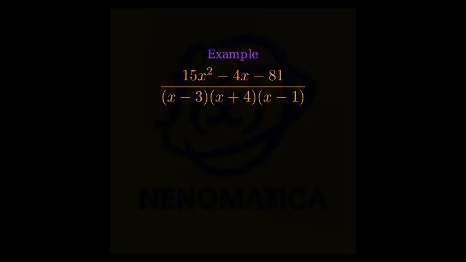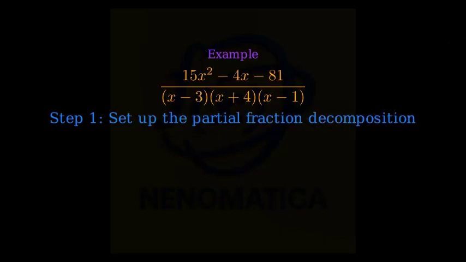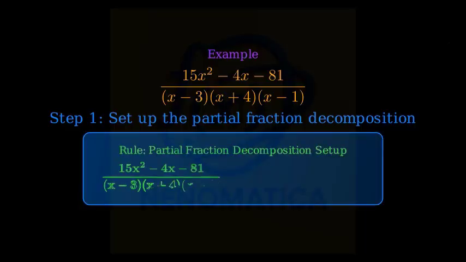Let's display our example clearly. Our goal is to find constants A, B, and C such that the fraction splits into simpler terms. Step 1. Set up the partial fraction decomposition by expressing the rational function as a sum of 3 simple fractions with unknown numerators. We will use the standard setup rule for distinct linear factors.